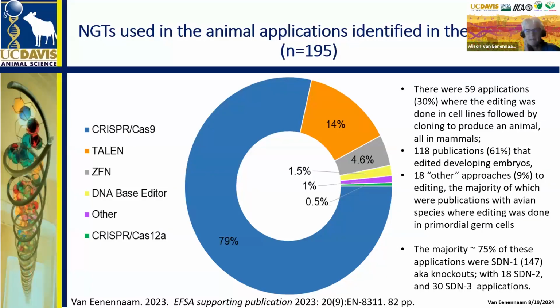And then about 75% of all applications that were in the peer-reviewed literature are SDN1s. That is knockouts that are not basically introducing any novel DNA. So there was a smaller percentage of SDN2s and SDN3s. And depending what you want to do, each has its utility.